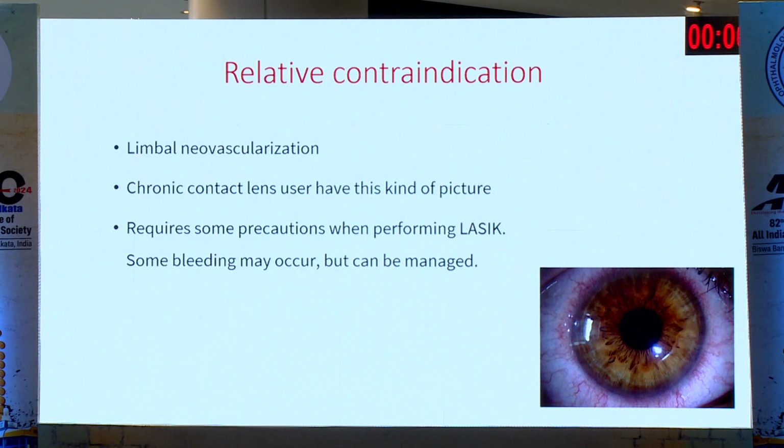Limbal vascularization, this is also very common in contact lens users, because most of our patients are contact lens users only. They're using contact lenses for correction. So this is a relative contraindication. You can make them stay off the lenses for a month or so, give them glasses, lubricants, naphazoline, all those things. Once this is settled down, then we should go for the refractive surgery. Because in this situation, if you go for surgery, chances are that blood will seep into the interface, and then it will not come out.